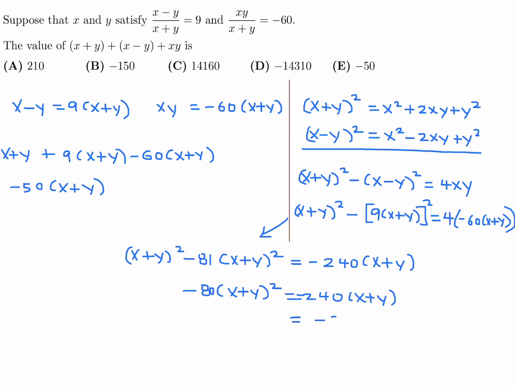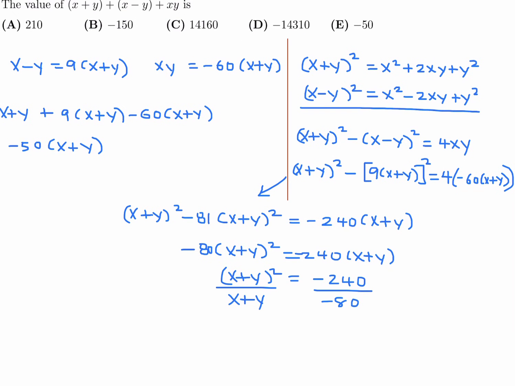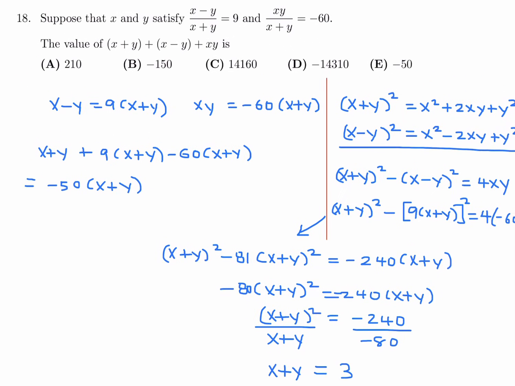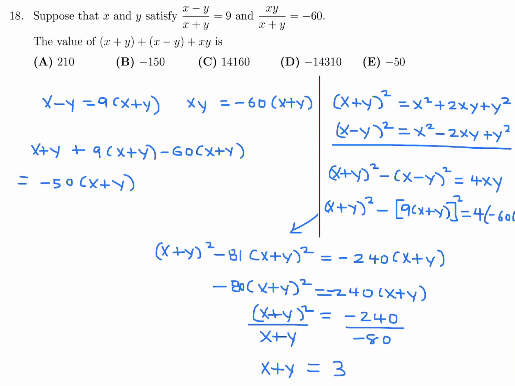Put the numbers on one side and put the variables on the other side. And when you do, you'll notice that the x plus y cancels. So you just get x plus y is equal to 3. And therefore, since x plus y is 3, we can substitute it back into here. And the answer, therefore, is 150 for this expression. So number 18, the answer is B.